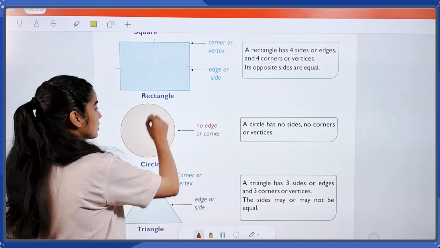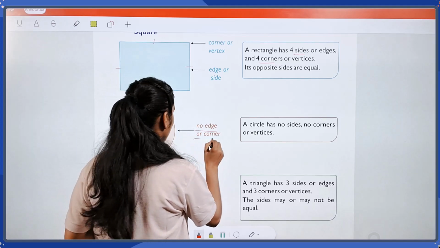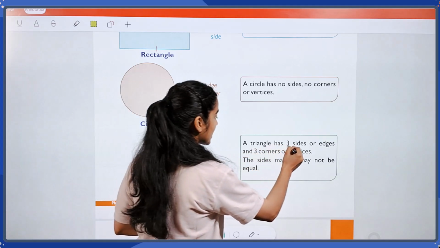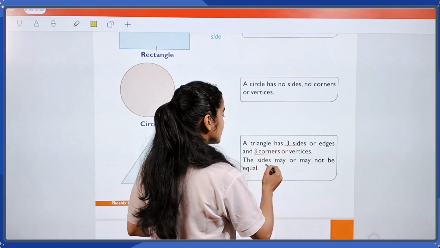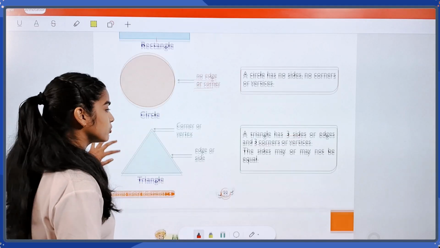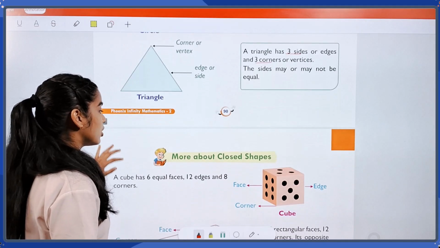Now we have a circle. In a circle we have no edge and no corner. Next we have a triangle. In a triangle we have three sides and three corners. These sides may or may not be equal. It's totally up to the triangle. It could be the same or it could be unequal.